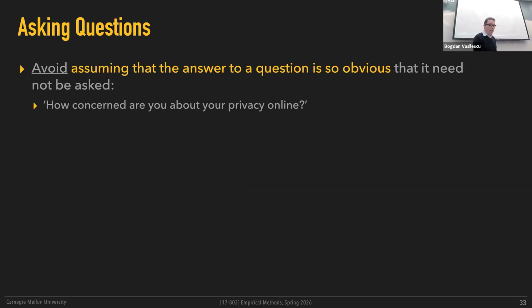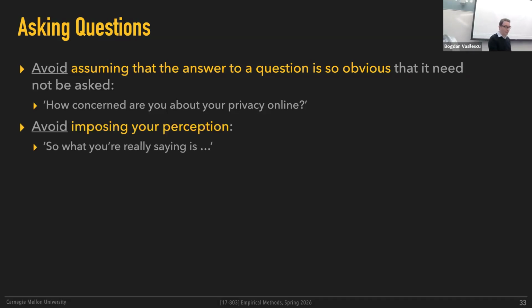Avoid assuming that the answer to a question is so obvious that you don't need to ask it in the first place. This is why it's good not to interview your friends. For example, you might assume that people are concerned with their privacy when they're online. But don't assume anything. Just ask: How concerned are you, if at all, with your privacy online? Also avoid imposing your perception: So what you're really saying is that this was an excellent class, aren't you?